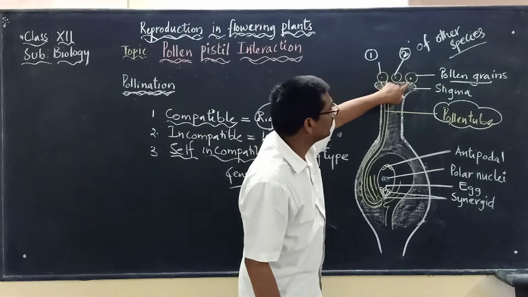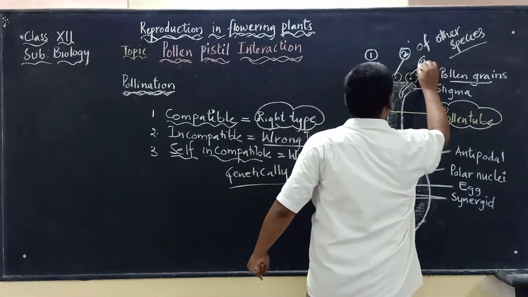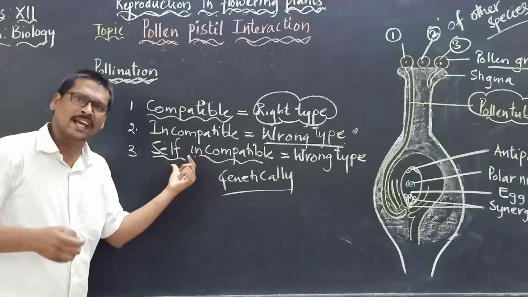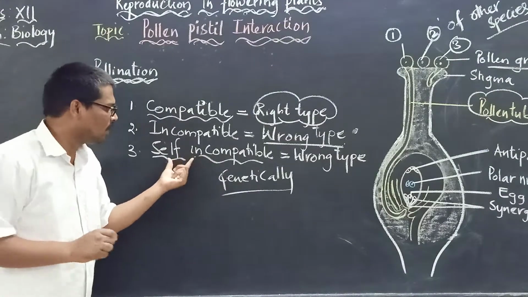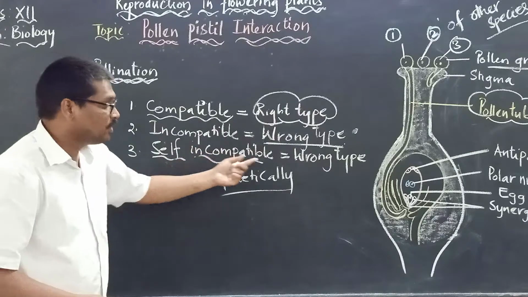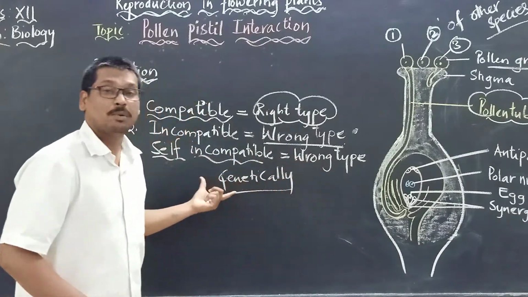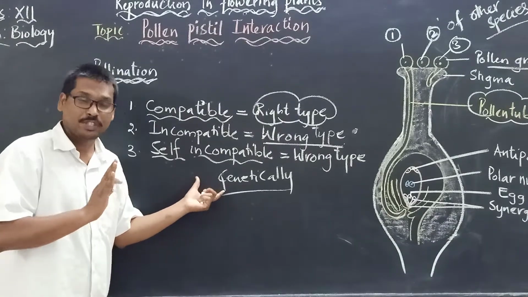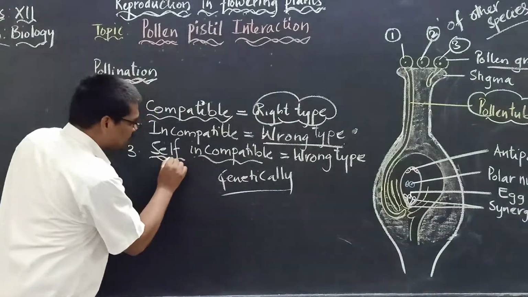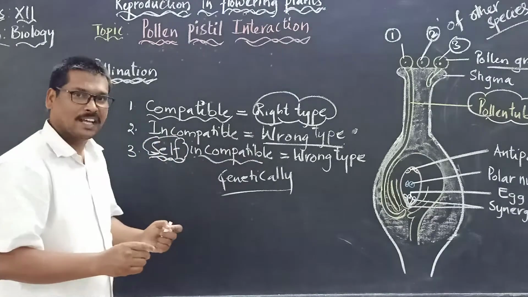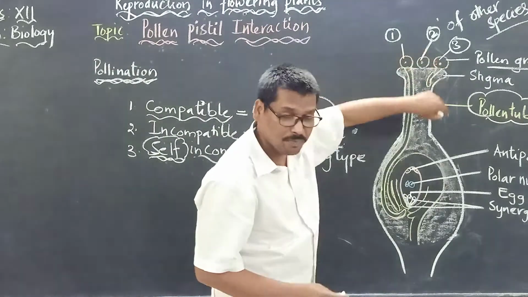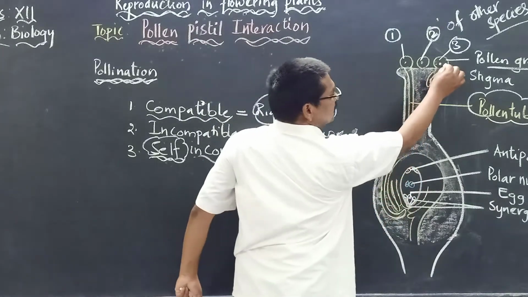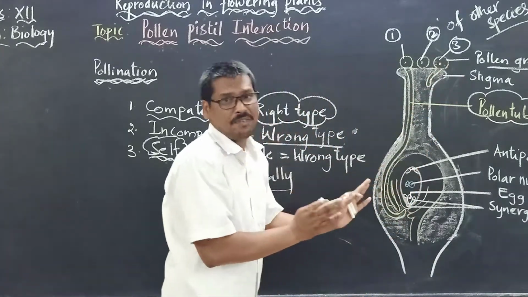The third type is called self-incompatible, also called self-sterility, which is also the wrong type. It is based upon genes. The word self here indicates that these pollen grains are of the same flower.